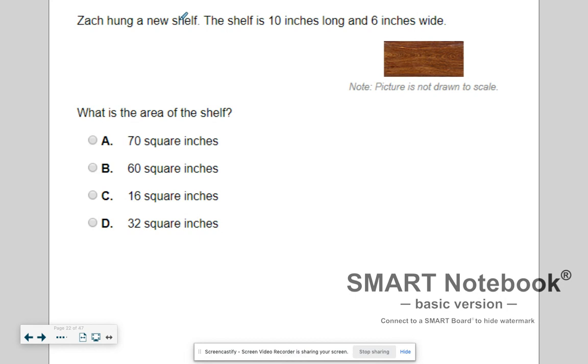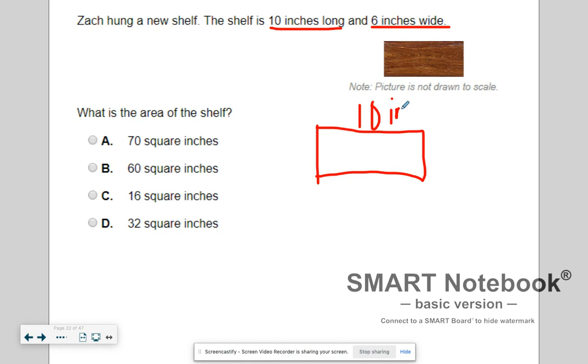All right, Zach hung a new shelf. The shelf is 10 inches long and 6 inches wide. So here's what's important: 10 inches long, 6 inches wide. So let's go ahead, and there's a picture right there, but I'm going to show you how you can just draw another one. Doesn't have to be perfect. So I have 10 inches here. I'm going to put IN for inches, and 6 inches wide.